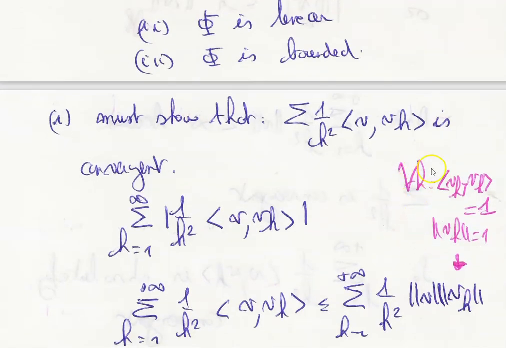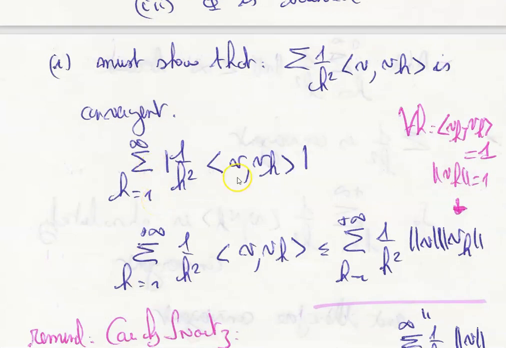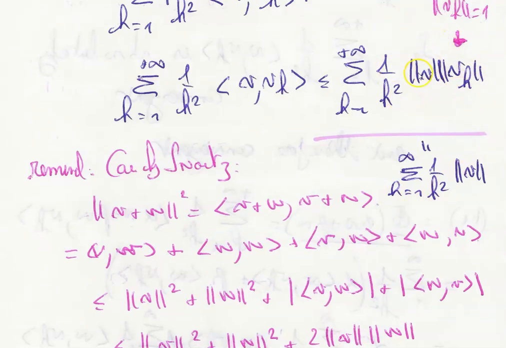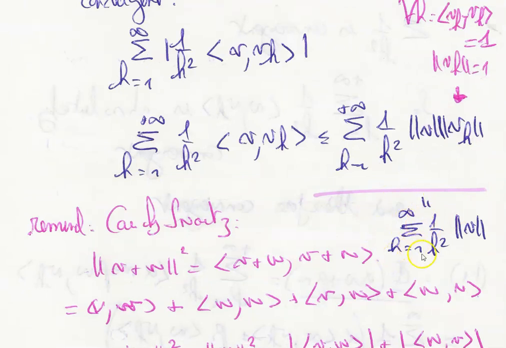Whatever k, the inner product between vk and vk is equal to 1, because the norm of vk is equal to 1. So we have to see that this series is convergent. This series is convergent if we can see the absolute convergence. So the sum for k from 1 to infinity of 1 over k squared multiplied by the absolute value of the inner product between v and vk is always less than the sum for k from 1 to infinity of 1 over k squared multiplied by the norm of v multiplied by the norm of vk. But this is nothing less, because the norm of vk is 1, than the sum from k from 1 to infinity of 1 over k squared multiplied by the norm of v.